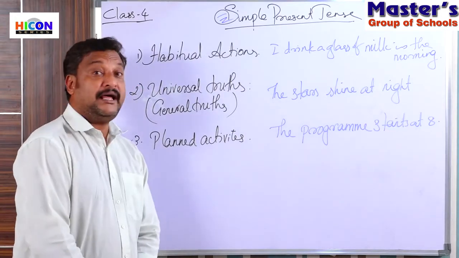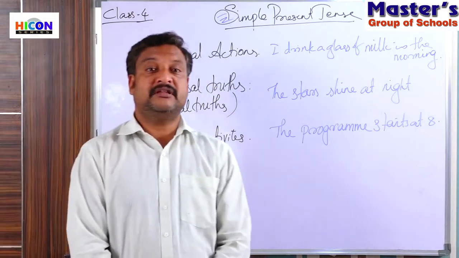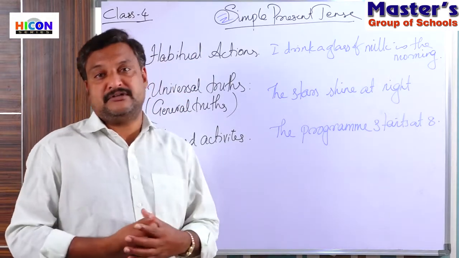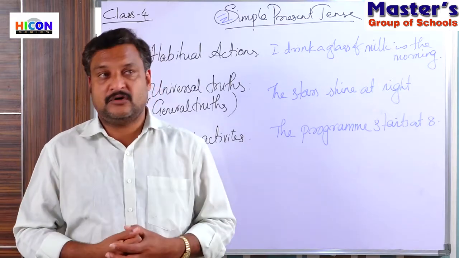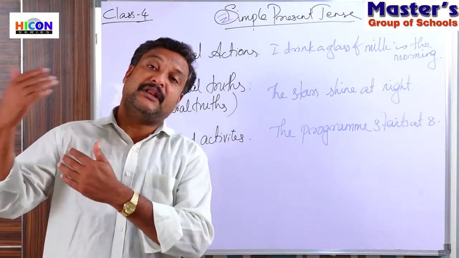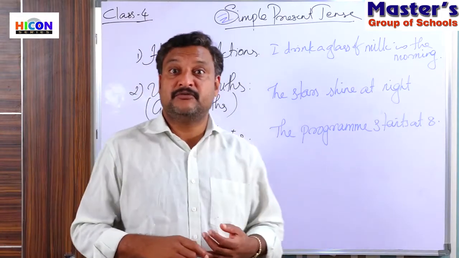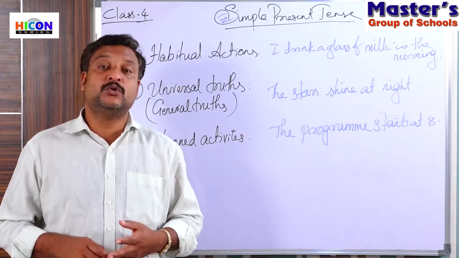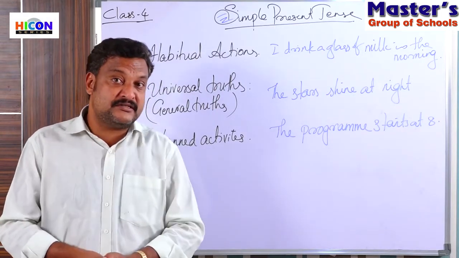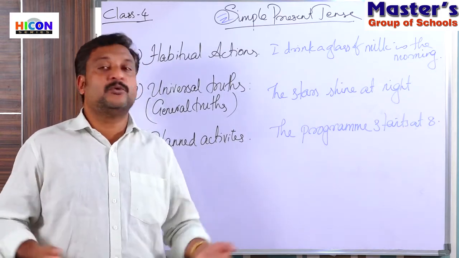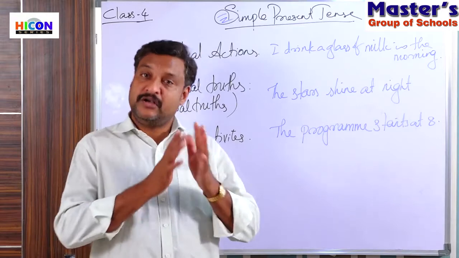Third one, planned activities. Something that we have already planned. The school reopens on June 3rd or June 13th. It's a pre-planned one. We know this even during the holidays, isn't it? The school reopens. Or if there is a program, then we say we have already planned it.